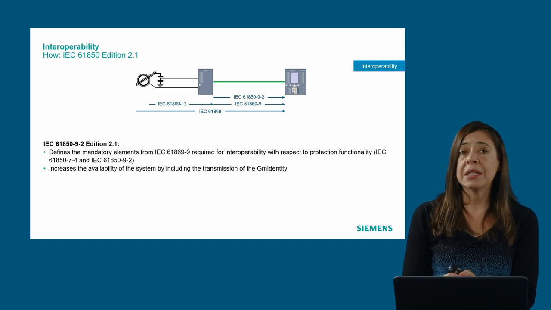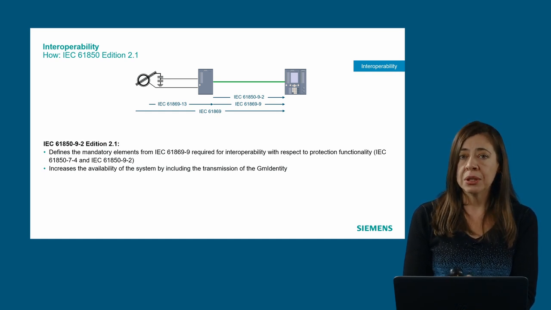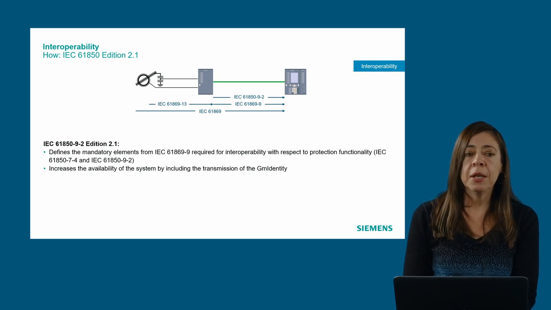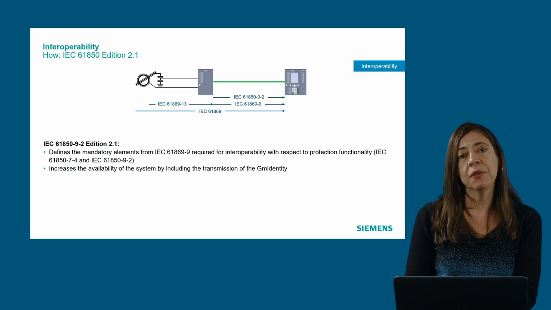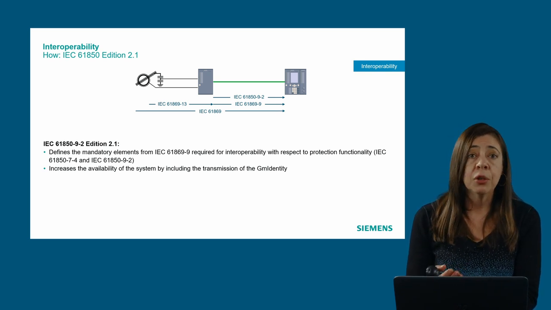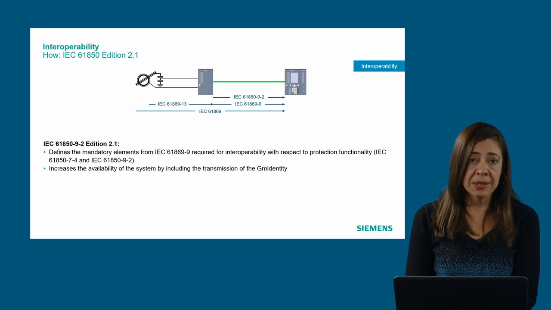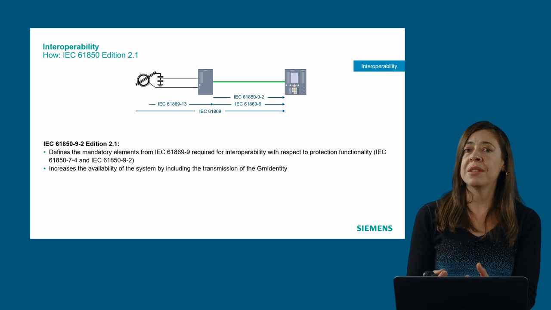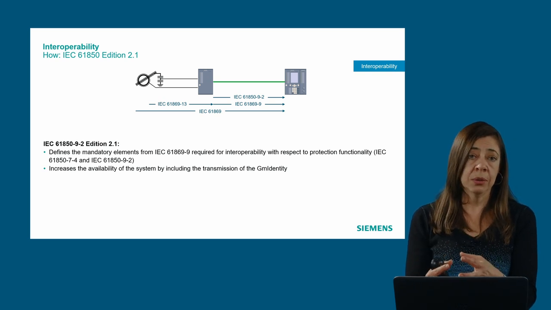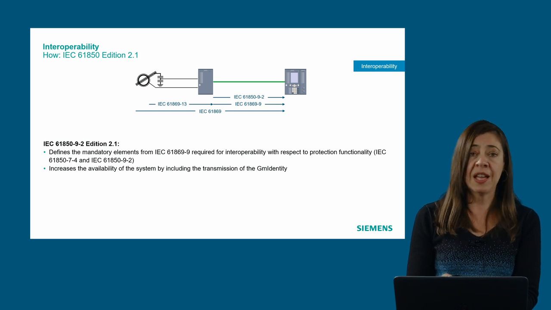In addition to that, the edition 2.1 allows the transmission of the identification of the grandmaster clock. And that helps with the improvement of the availability of the system, because the protection functionality can be kept alive and operative even if the devices are being locally synchronized, given that all of them are synchronized to the same master clock. So that's an additional reason to prefer the edition 2.1 of the standard.